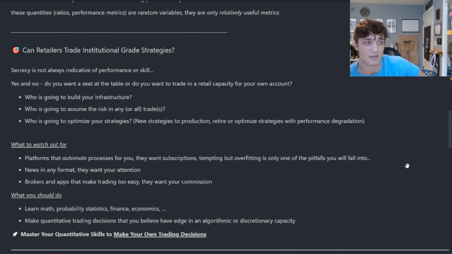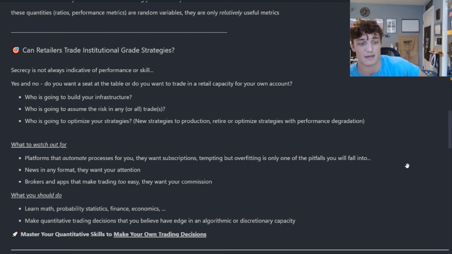So a reasonable question is, can retailers trade institutional grade strategies? I say yes and no. The reason I say yes and no is because my question is, who is going to build your infrastructure? Who is going to assume the risk? And who is going to optimize your trading strategies? I'm never going to trade on a platform that runs backtests for me or is going to deploy my strategy live for me. I'm building that infrastructure myself.